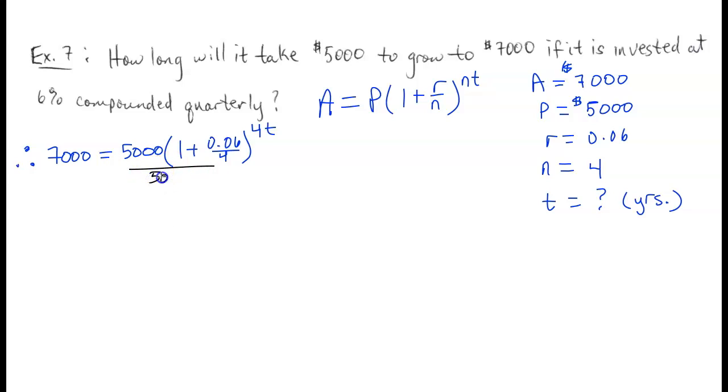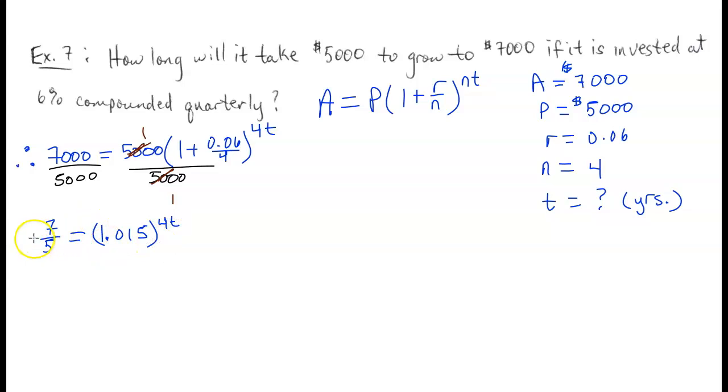So here, the first thing that we can do is just divide both sides by 5,000, okay? And so by doing that, of course, these 5,000s will reduce to 1, and 7,000 divided by 5,000 will just be 7 over 5. I'm just going to keep it in fraction form. Now, on the right-hand side, what's left is 1 plus 0.06 divided by 4, and that's just going to end up being 1.015, and all that raised to the 4t.